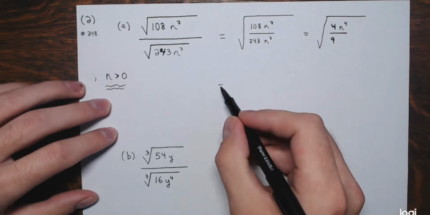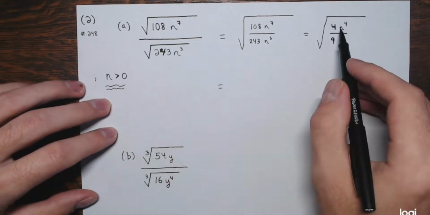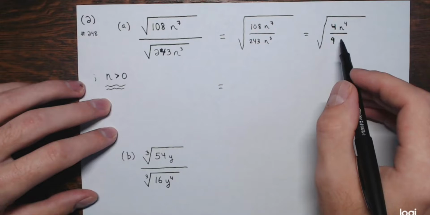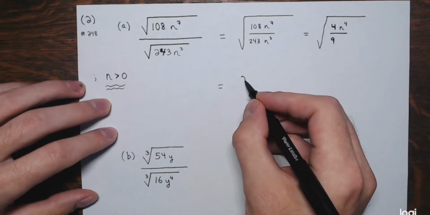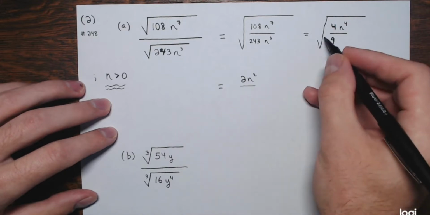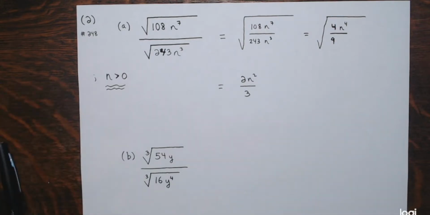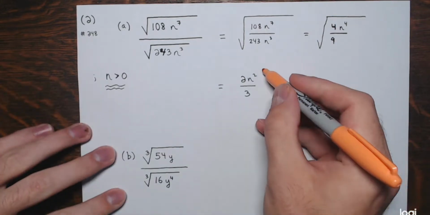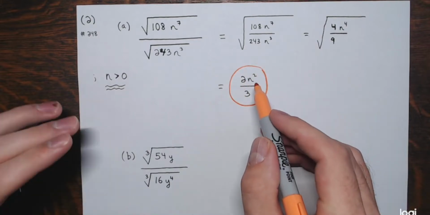Great. And now, since n is positive here, each of these square roots is real. The square root of 4n to the 4th would be 2n squared. And the square root of 9 is 3. Right? There you go. Notice I didn't need to use absolute value symbols here.